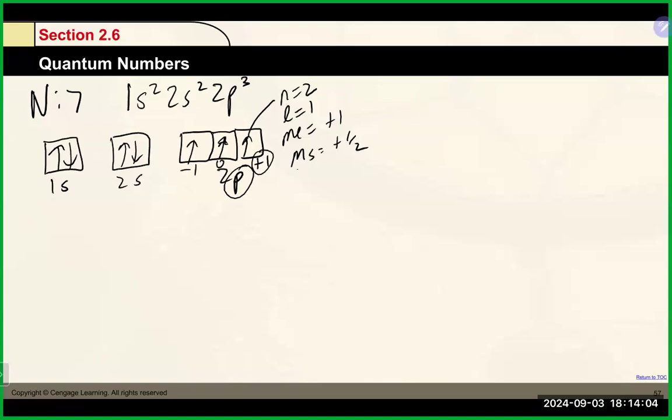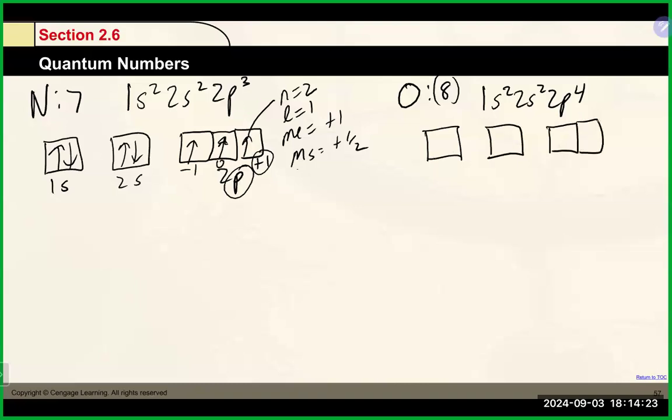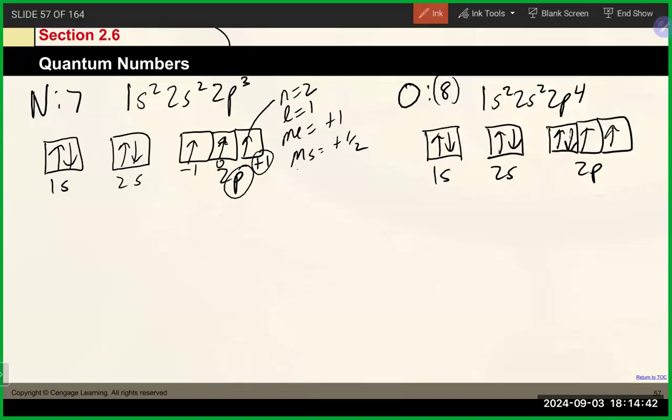All right, let's finish up the first 10. Why not? We'll do oxygen, which is 8. So we can go 1s2, 2s2, 2p4 in this case. And looking at our orbital diagram here: 1s, 2s, 2p. So up, down, up, down, up, up, up. And again, we come back to the first one there. And now, since we have no choice, we're going to pair off that last electron.